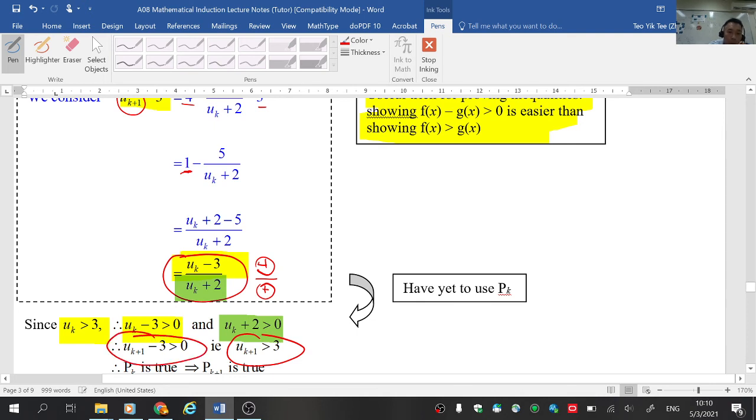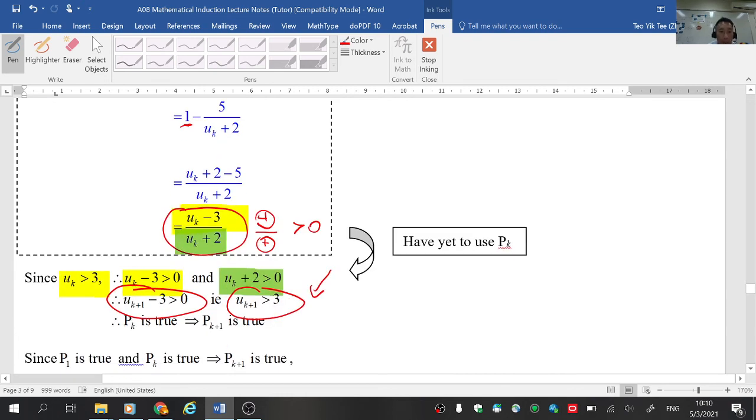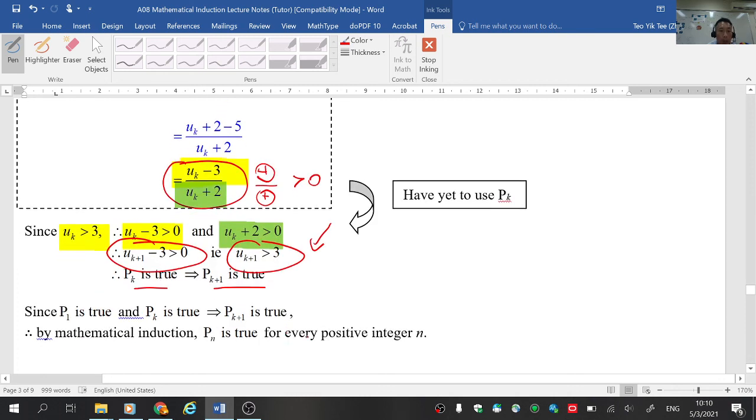This whole expression is greater than 0. And if it's greater than 0, shift it back across, your u_(k+1) must be larger than 3 as well. Then you have proven that with your assumption that P(k) is true, you have implied that P(k+1) is also true. Same thing, conclude everything with your proper conclusion.